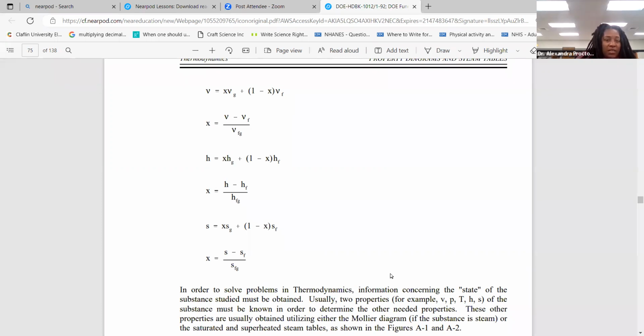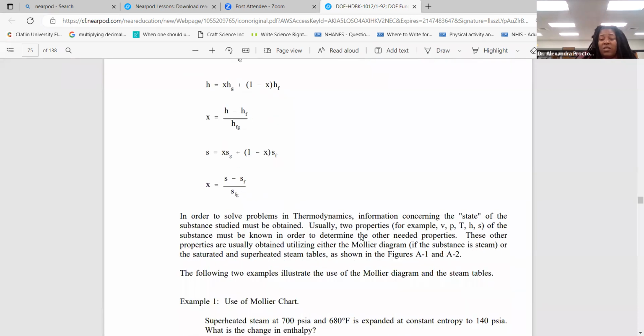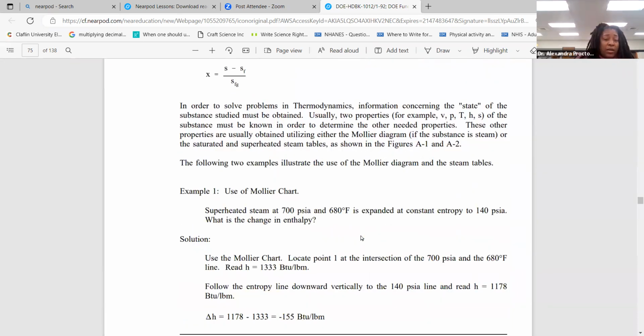So these equations, this one here, start talking about quality. This equation here, we start talking about quality with enthalpy and then entropy. Those equations look very similar because you're looking at a point on the graph where the water and steam coexist.